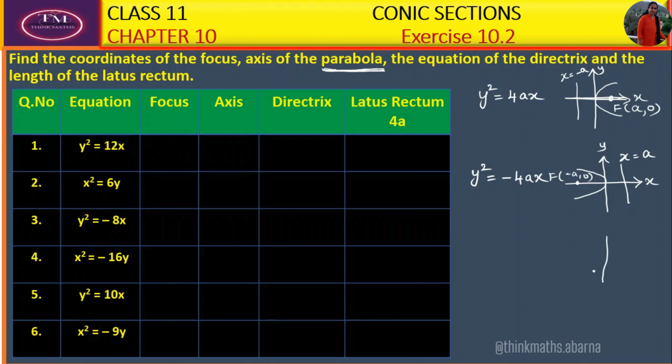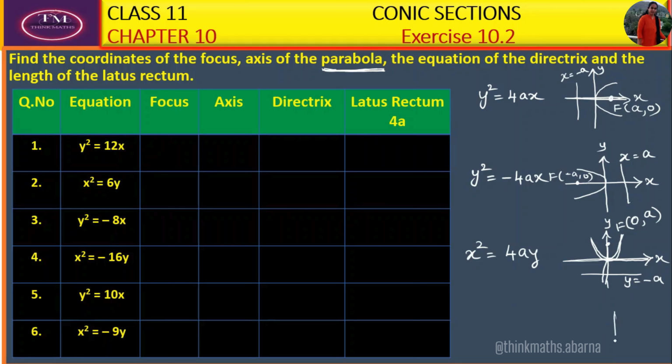Now let us see the parabola which is symmetrical about the y-axis. On the positive side of the y-axis, that is facing upwards along the y-axis, the focus will be here. It is along the y-axis. The x coordinate will be 0 and the y coordinate is a. The directrix is opposite, which is y equal to minus a. If it is so, the equation is x square equal to 4ay.